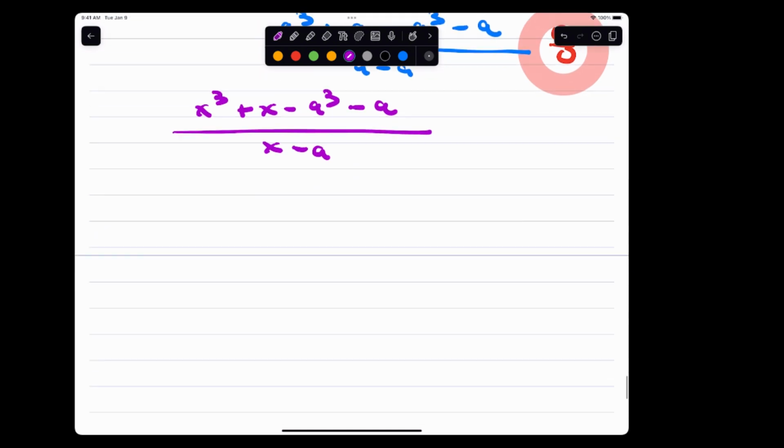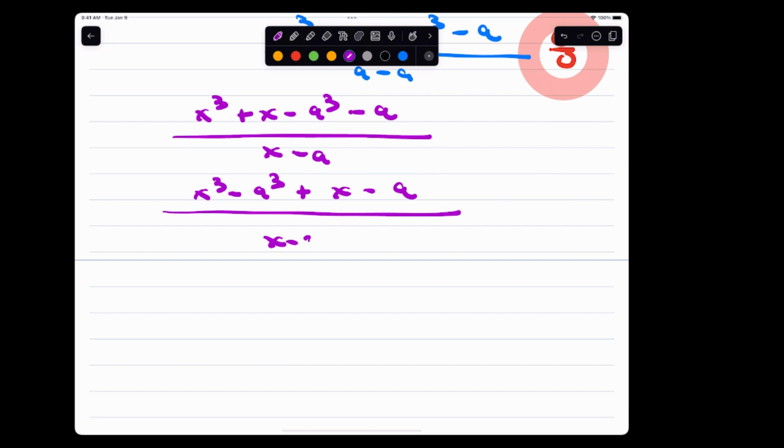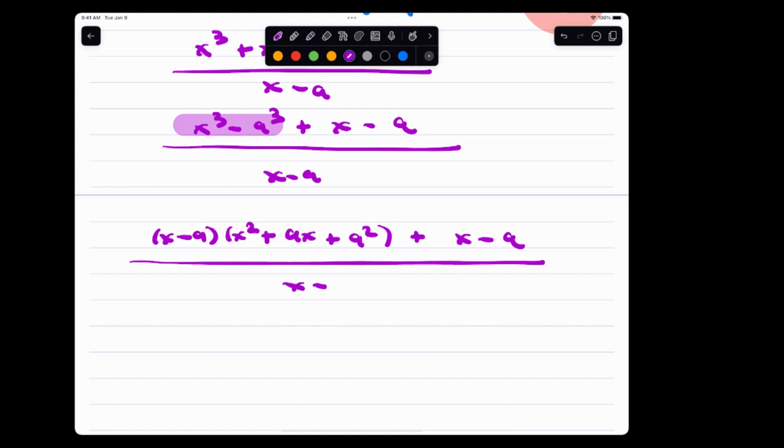Okay. So what's the only algebra you guys think you can do? Let me rearrange my terms. The only algebra I see here we can do is there, okay? So that's going to be x minus a, times x squared plus ax plus a squared, plus x minus a, everything over x minus a.